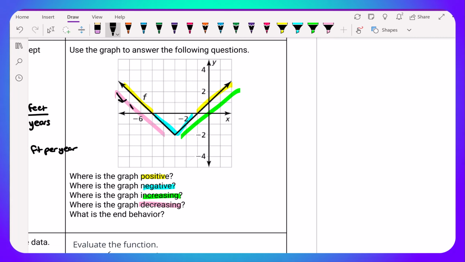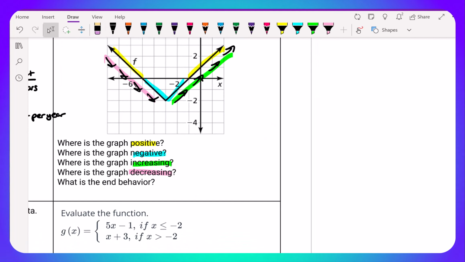When I taught you, I would draw little arrows. You just got to remember the arrows are going from the left to the right. We'll talk about end behavior in a second. So where's the graph positive? The graph is positive from negative infinity up to -5. And starts back at -1 and continues forever to positive infinity.